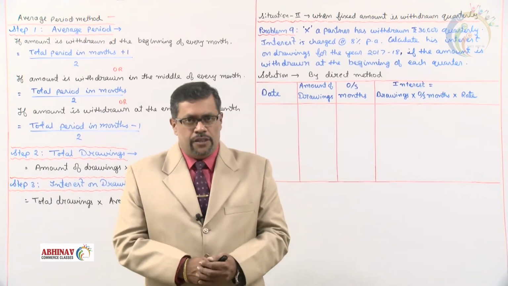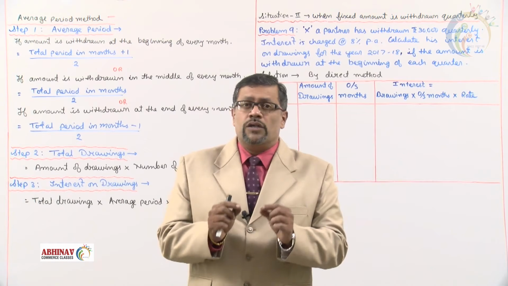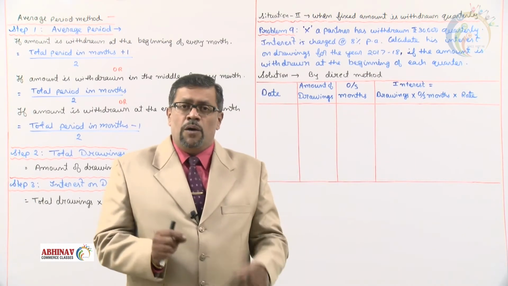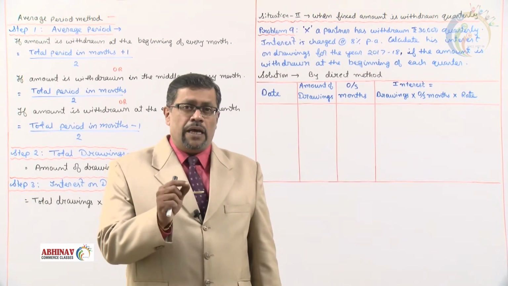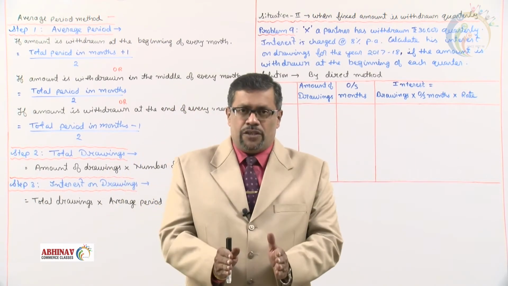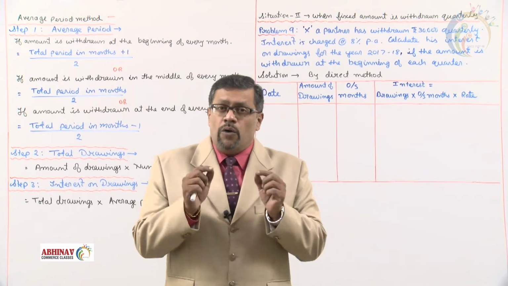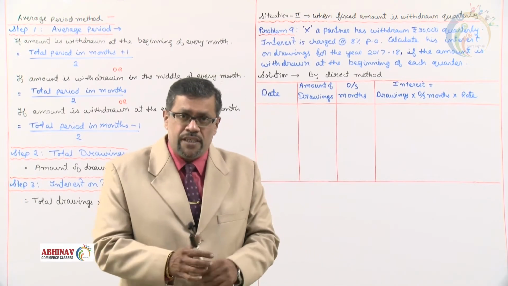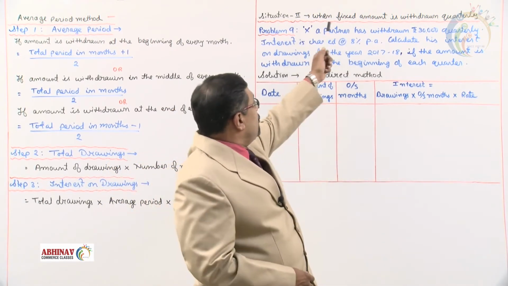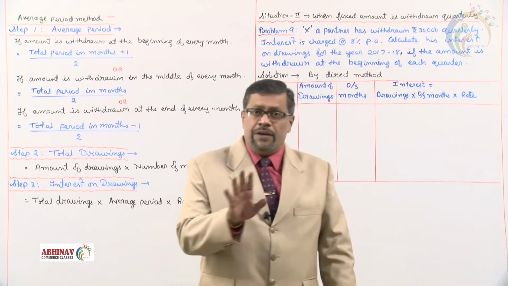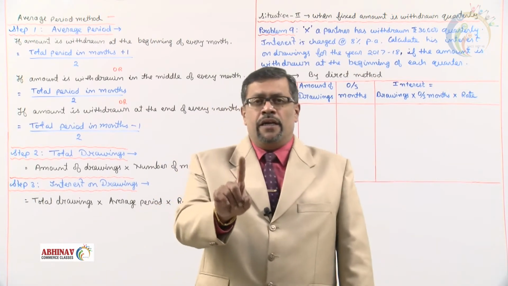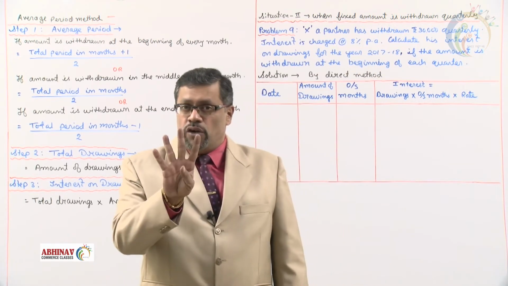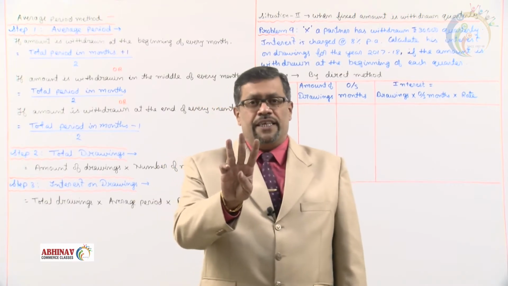In the last session, we have learned how to calculate interest on drawings when a fixed amount is withdrawn every month. In this session, we learn how to calculate interest on drawings when a fixed amount is withdrawn not every month but quarterly. A year has 4 quarters of 3 months each.